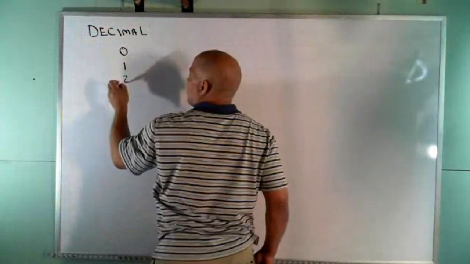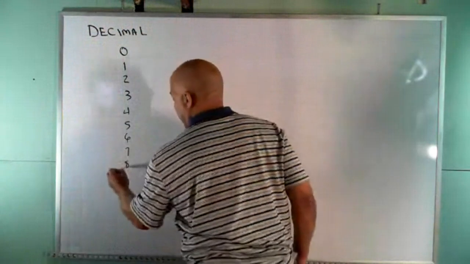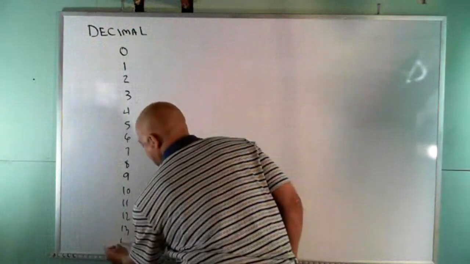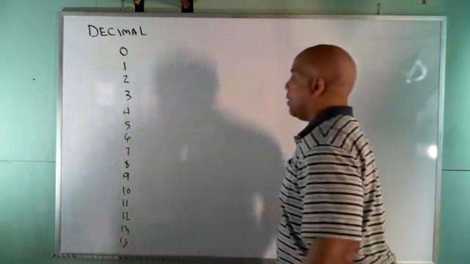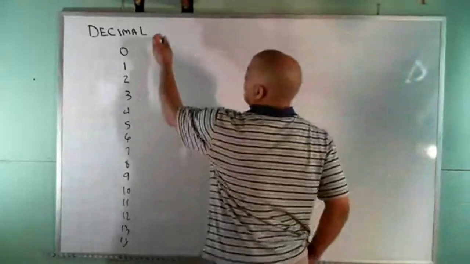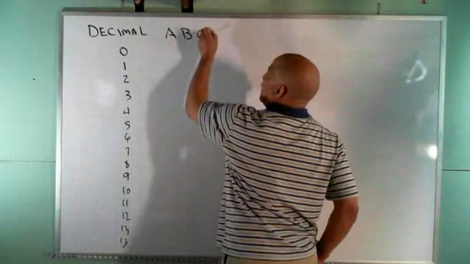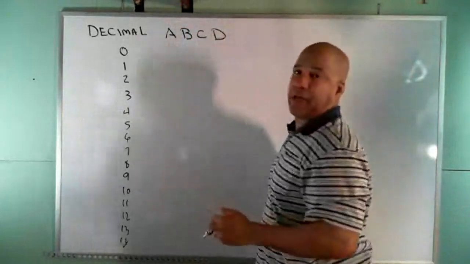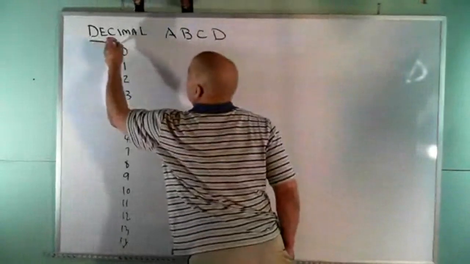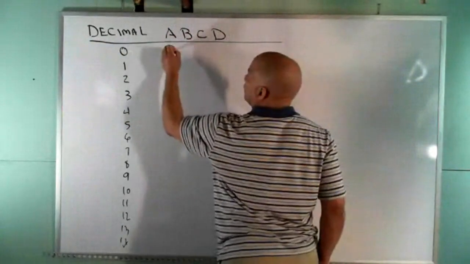Zero, 1, 2, 3, 4, 5, 6, 7, 8, 9, 10, all the way down through 15. And then what you want to do, the A, the B, the C, and the D, you're going to go ahead and fill out like a regular truth table. Remember I showed you when you do that, this first row is going to be all zeros.